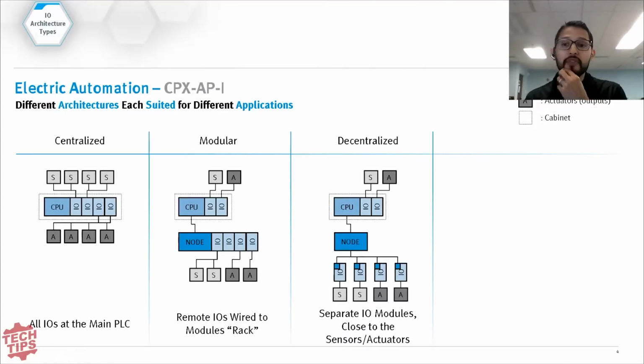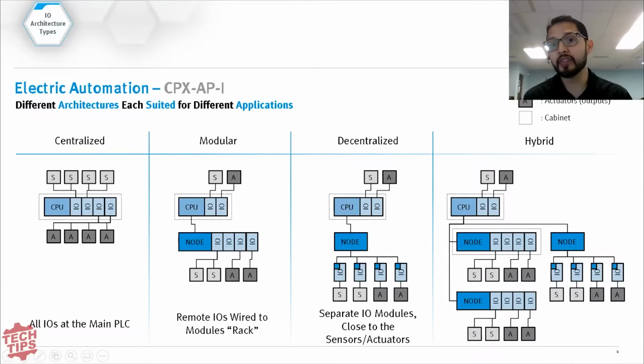And then the topic for today is actually decentralized. In this case, we have our CPU here with some I/O, but now we have a node somewhere in the machine, and that node is able to communicate to additional I/O modules that can be really close to the process in the machine. Of course, as you can imagine, these I/O modules can be gathering data from the sensors and sending data to the actuators and so on. The last one is just the hybrid, which is a combination of the previous ones.